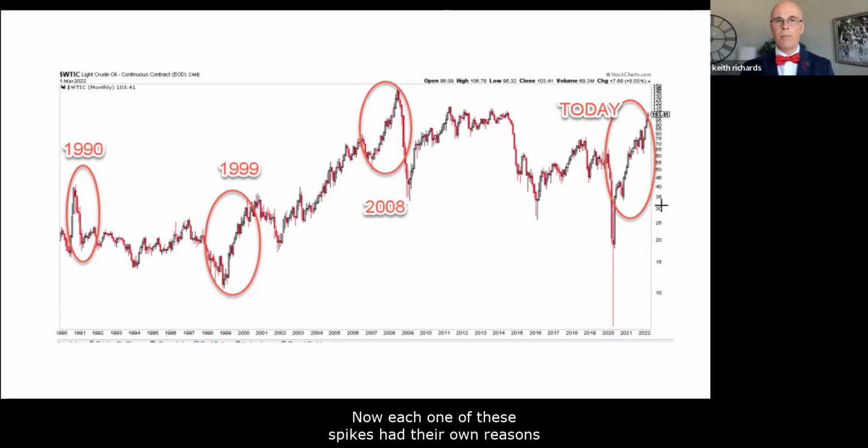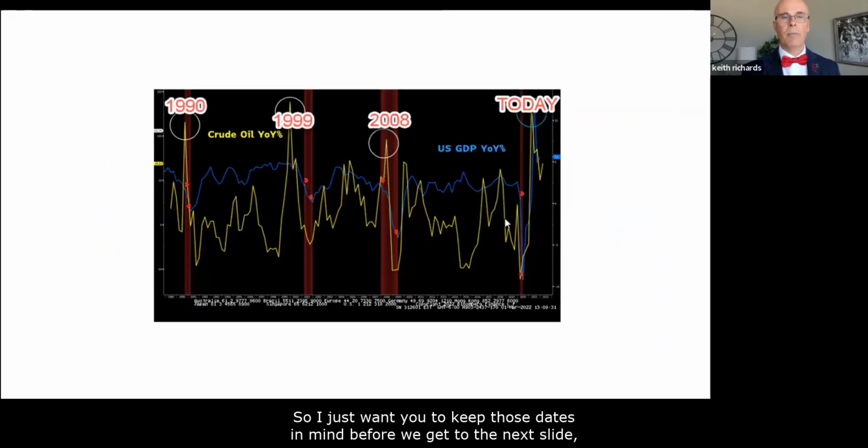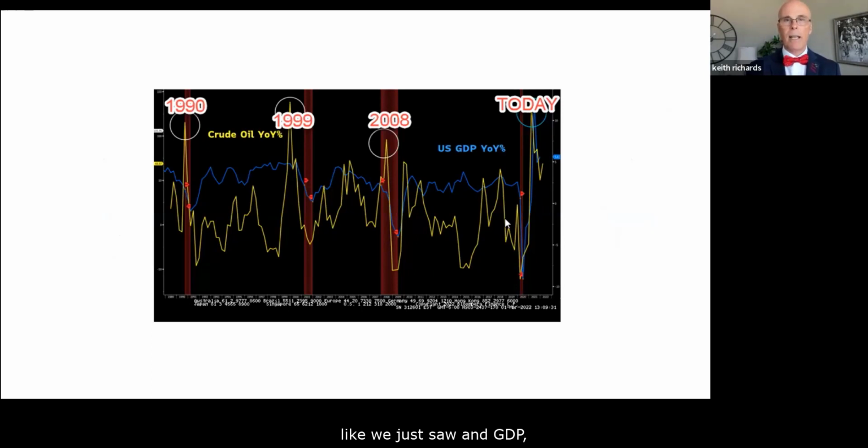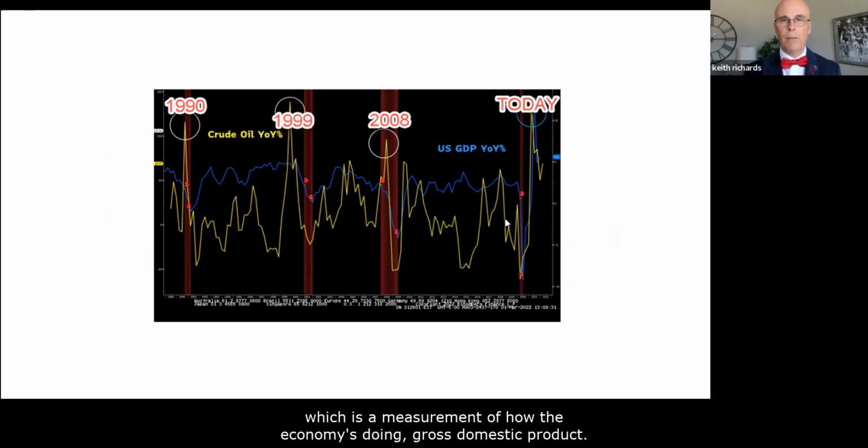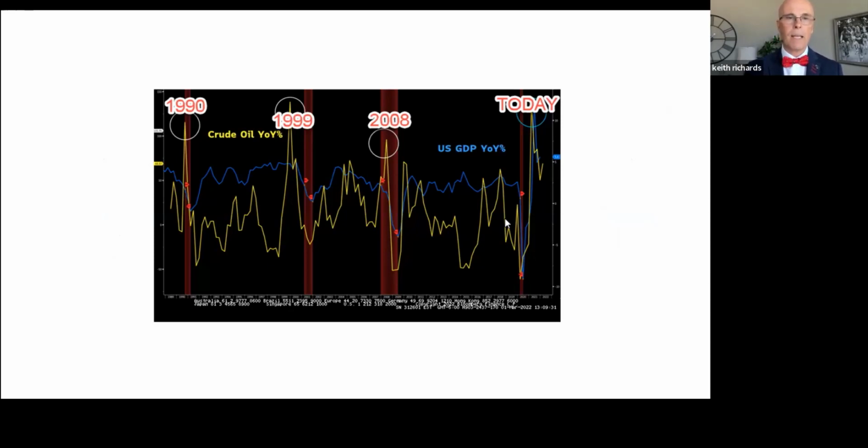Now, each one of these spikes had their own reasons for happening, but the fact is they happened and then they ended. So I just want you to keep those dates in mind before we get to the next slide, which is the relationship between spikes in energy and GDP, gross domestic product, which is a measurement of how the economy is doing. The yellow on this chart is the percentage that WTI oil rose in a 1 year period. So this is not an absolute price measurement. This is a percentage measurement.